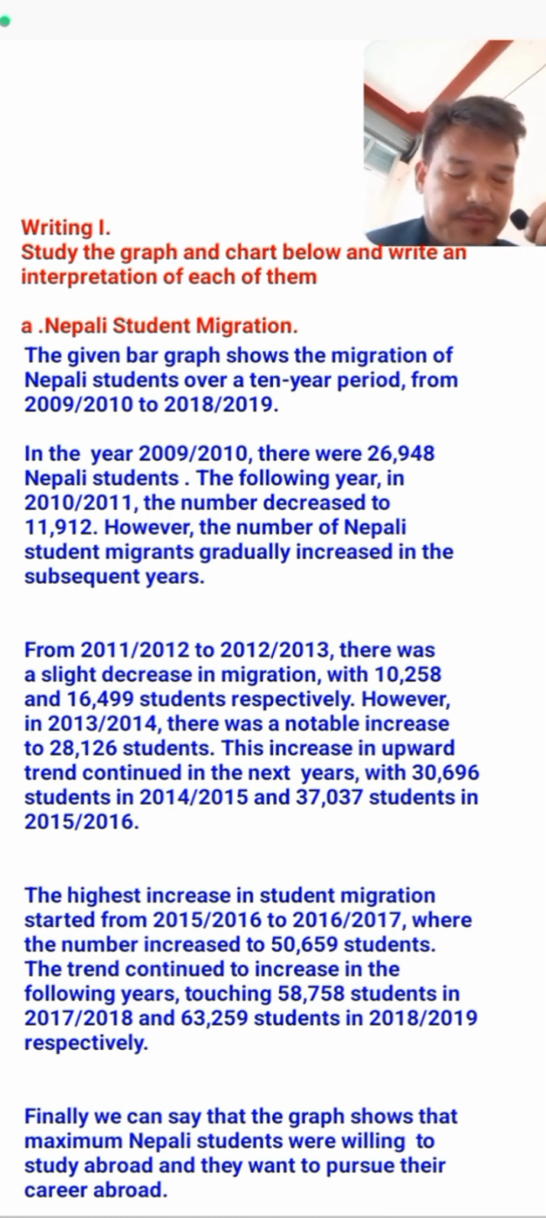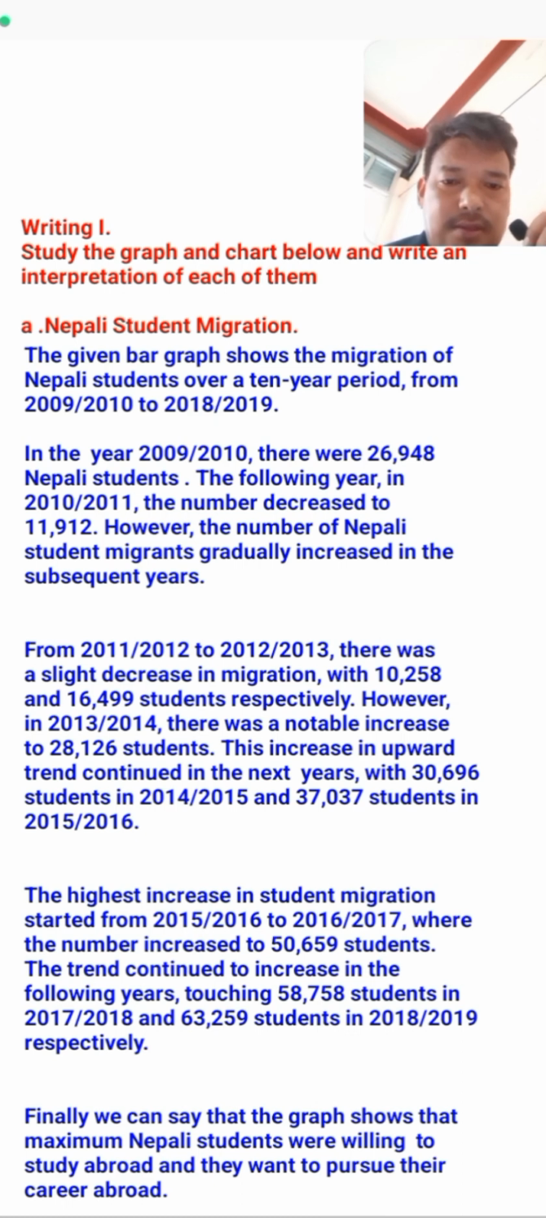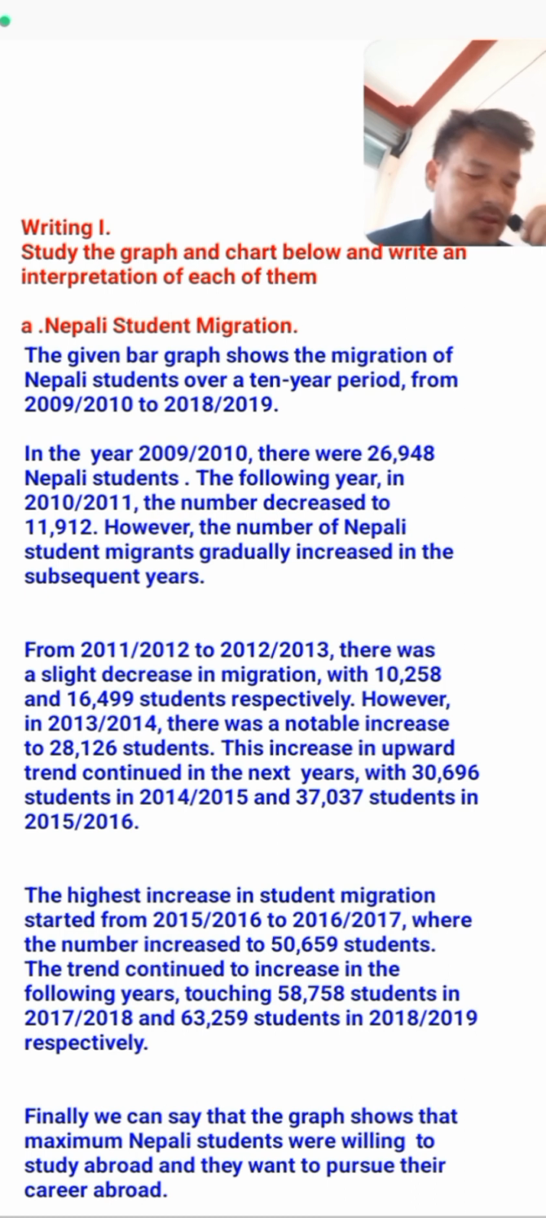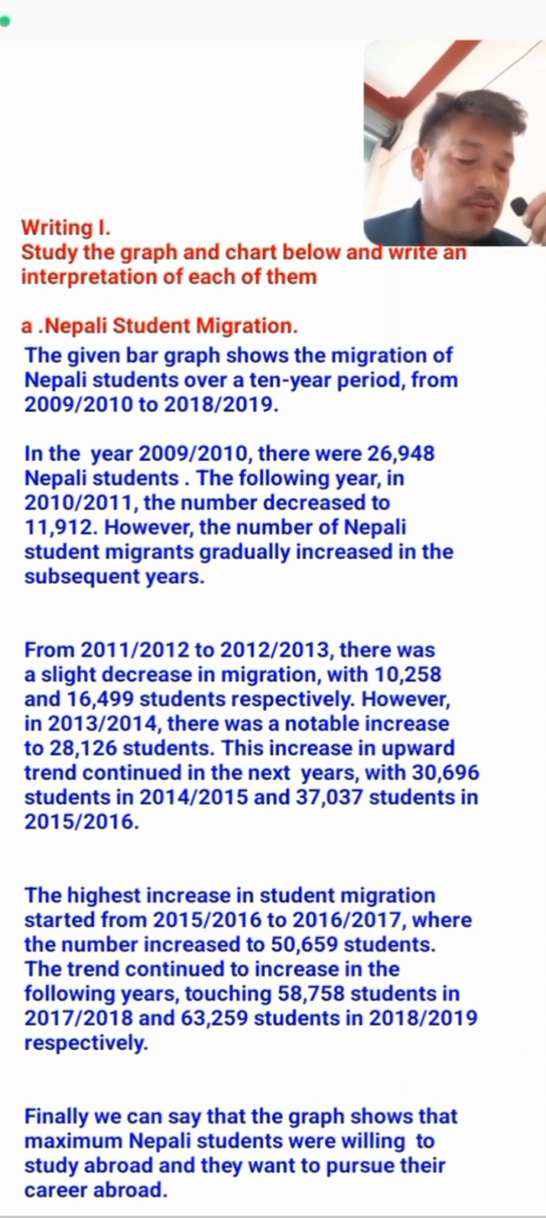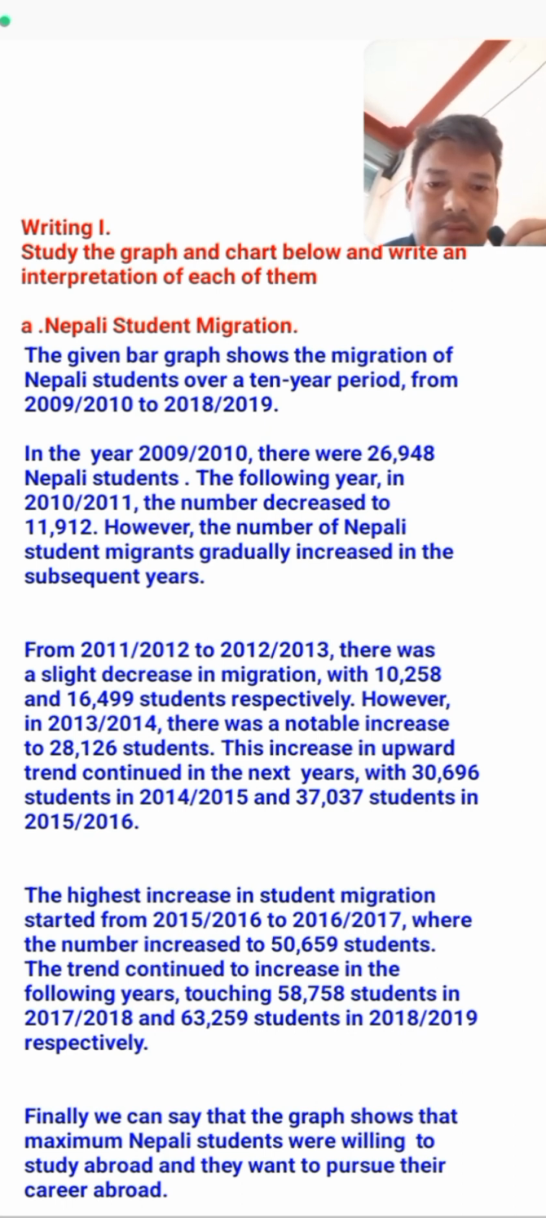Now the trend goes on increasing, touching 58,750 students in the year 17 and 18, and it's 63,259 students in 18 and 19. So finally, what we interpret is that in the year 2018 and 19, this graph shows the maximum number of students, about 63,259 who migrated.